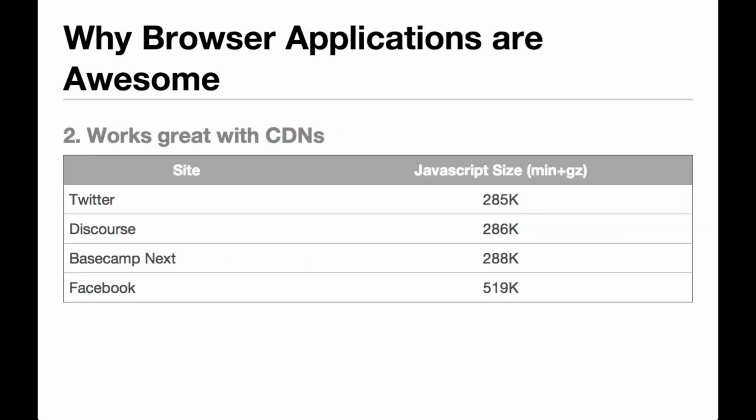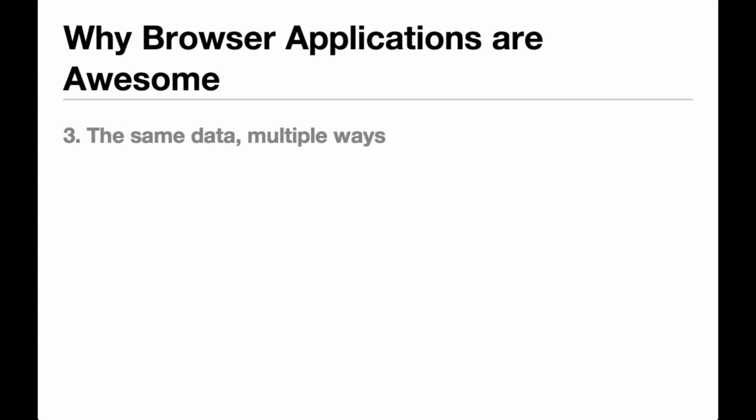Another reason why browser applications are awesome is that they work really well with CDNs. CDNs make your site faster. A well-designed browser application can serve all its templates from a CDN and only contact the server for the JSON data it needs. You might be wondering, how much data do the templates use? Well, the answer is not as much as you'd think. Discourse's current release only sends 286K of minified and gzipped JavaScript from a CDN. To contrast, Basecamp Next, a site which uses a library called Turbolinks to do mostly server-side rendering, actually clocks in with slightly more JavaScript.